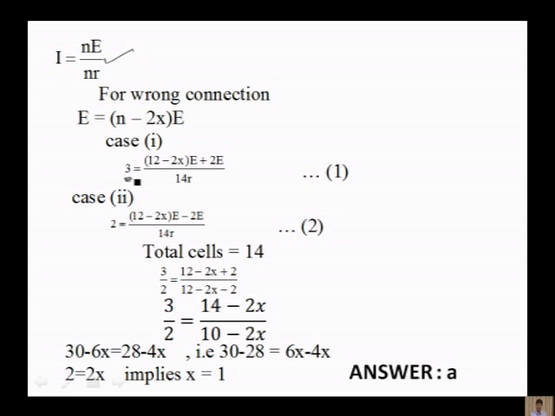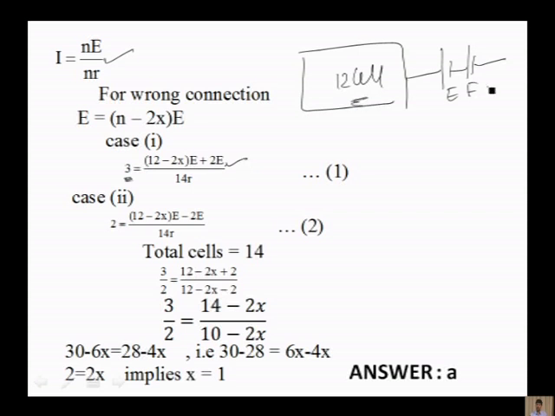The total number of cells to form a battery: this is a battery, connected by 12 cells. That is 12 cells. These two are the wrongly connected cells, into E. For this combination, 2 more cells are connected in series. 2 more cells are identical, E and E. Therefore, the effective EMF is equal to 2E. Therefore, total 12 plus 2. How much internal resistance? This is 12R, this is 2R. Total it is becoming 14R. This is equation number 1.